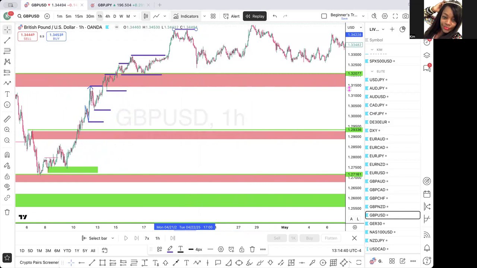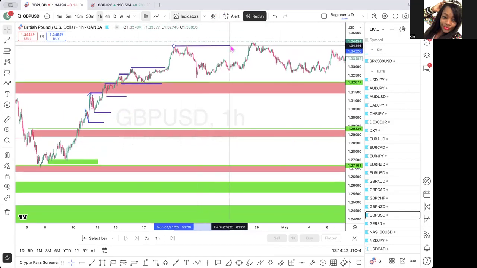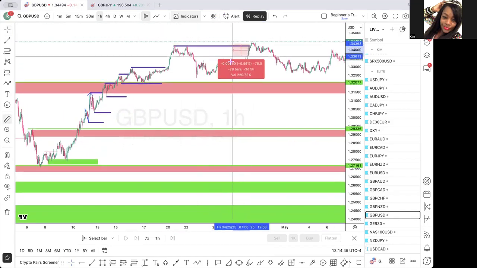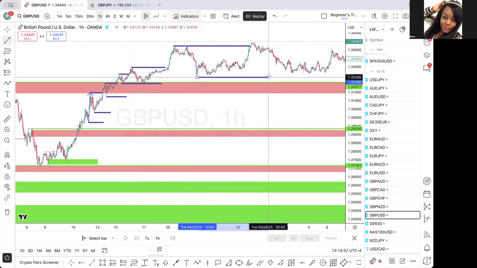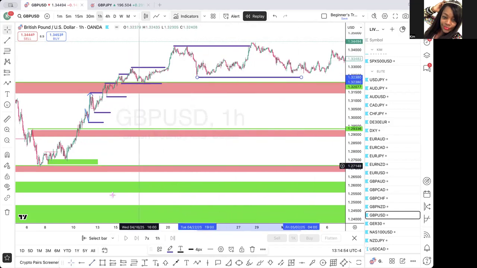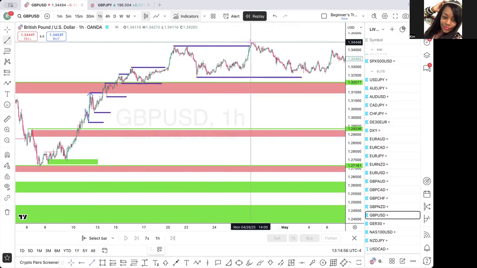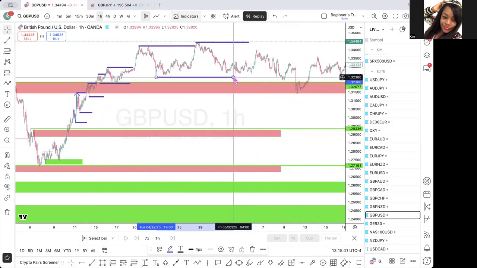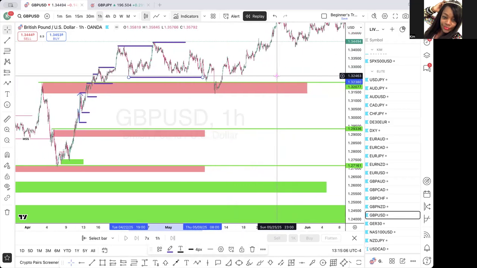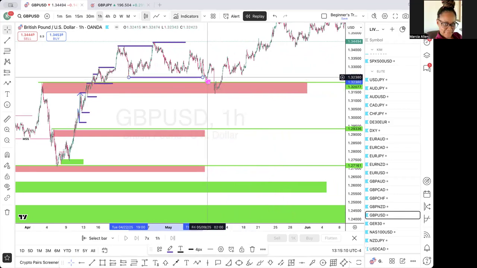What is going on? Okay. Now that price has broken above this high, this is now your swing low, and this is now your swing high, until price breaks below this low. Okay. You had a break below this low.